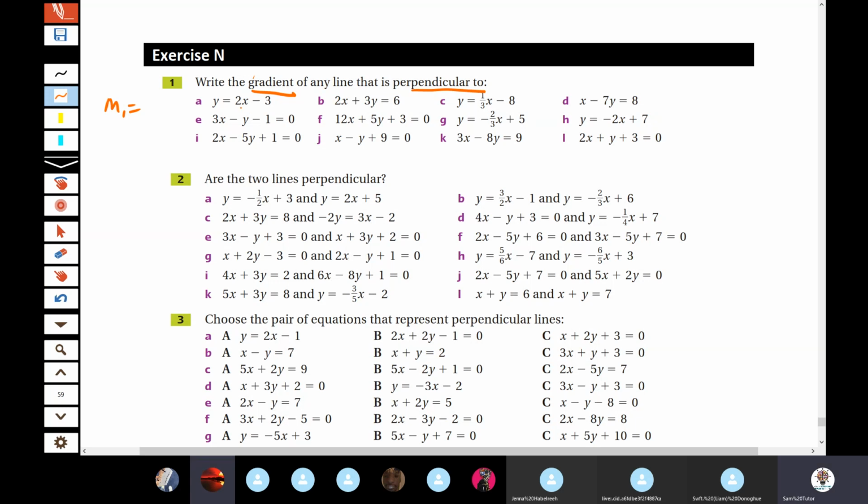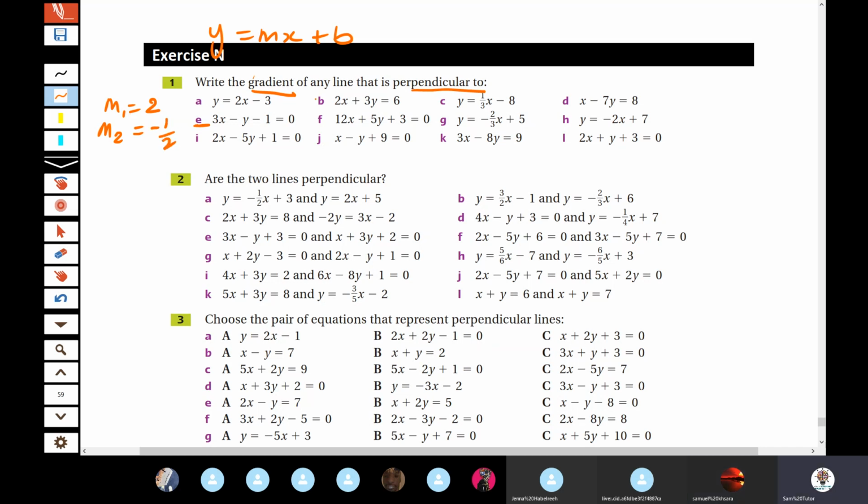So do we just make y the subject? Yeah, it already is the subject. You just want to find the gradient, which is the number in front of the x. So 2. If it's in this form. This one's not in that form, so we're going to make y the subject. But this one's already in it. Y is the subject, so you don't need to do anything to it. So m1 is 2. What if we wanted the one that is perpendicular to it? The second one. So negative reciprocal of 2 would be negative 1/2. Bingo.